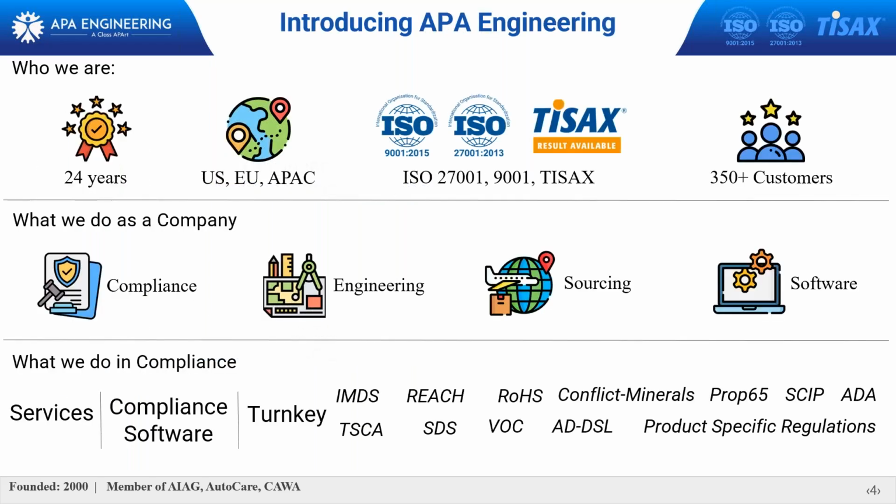Let me give you a brief introduction to APA Engineering. We have been around since 2000 and have a strong global presence. Our expertise spans sourcing, compliance, engineering, and software solutions. In compliance, we handle everything from IMDS and REACH to conflict minerals and Prop 65 regulations, etc. We are here to make compliance simpler and more effective for your business.